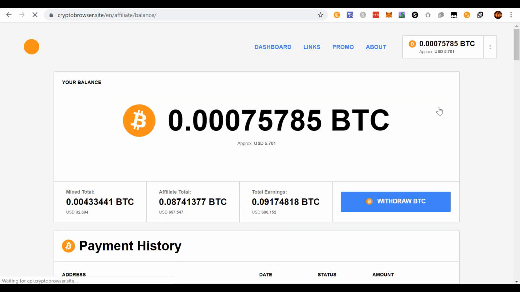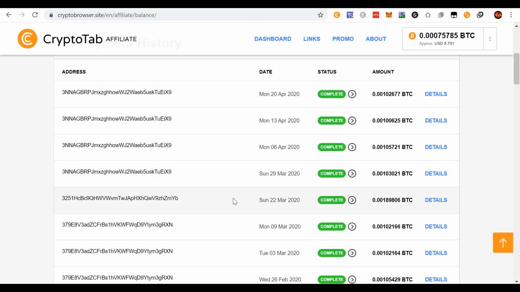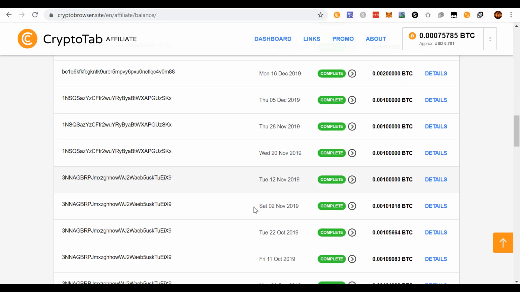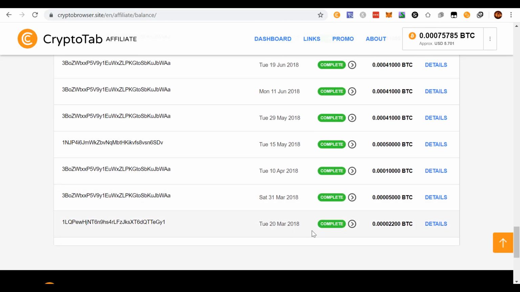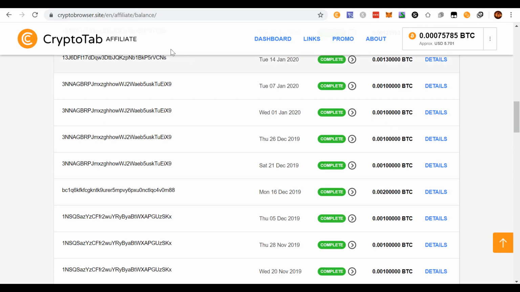Payment history. This is my payment history. So I got paid out on the 20th, the 13th, the 6th, the 29th, the 22nd, 9th. This is March, February, it goes all the way back from 2020 all the way down to March 2018. I got my first 2,200 Satoshis out of there. March of 2018. So I've been using it since then. So I don't have any problems whatsoever. I get paid out. That's not a problem.